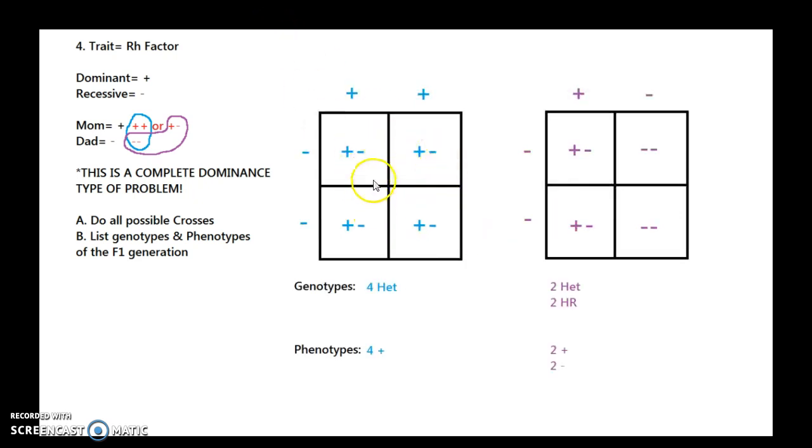For our first square, all 4 offspring chances are het, and all 4 would also show the positive blood type. Here we have 2 het and 2 homozygous recessive. So blood type-wise, 2 chances of being positive, 2 chances of being negative, so that's a 50-50 chance. The rest of worksheet 3, you are on your own. Good luck, and let me know if you have any questions.